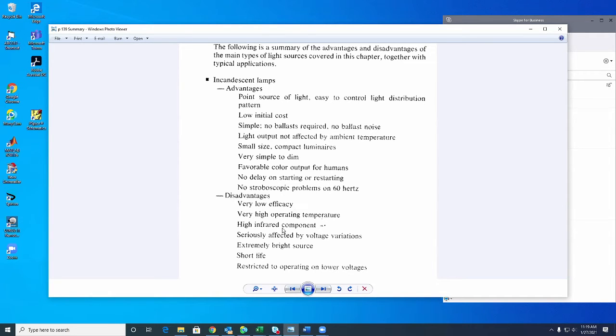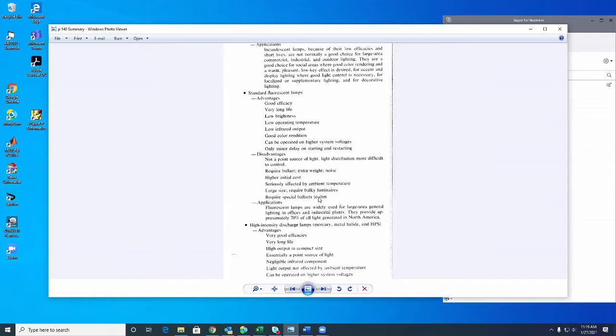Disadvantages: they are being moved out. We are not using them much anymore because of their low efficacy, because of high operating temperature, the high infrared component, which is not efficient because we do not see the infrared. Okay, short life. Okay, so now let's go to the fluorescent. So now, application of incandescent. Okay, so let me jump into fluorescent lamps.